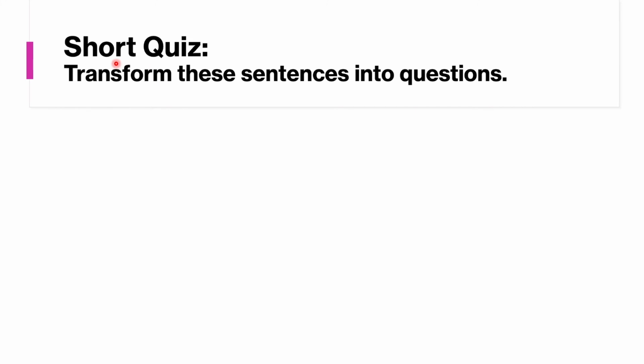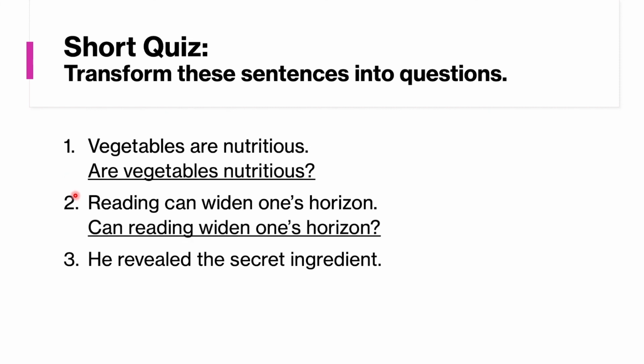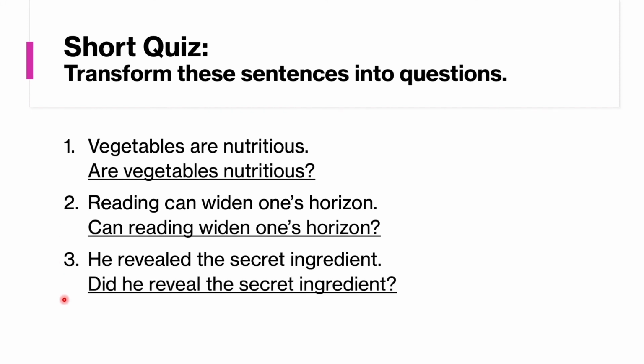Okay, let's have the short quiz, guys. Transform these sentences into questions. Number 1, vegetables are nutritious. Number 2, reading can widen one's horizon. Number 3, he revealed the secret ingredient. Okay, pause the video if you need more time. Let's have the answers. Number 1, are vegetables nutritious? Number 2, can reading widen one's horizon? Number 3, did he reveal the secret ingredient?